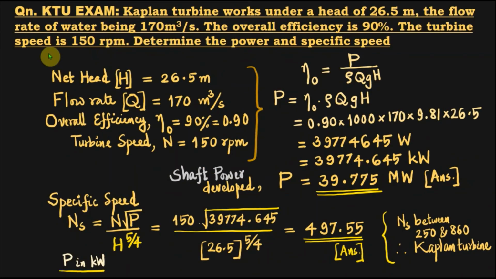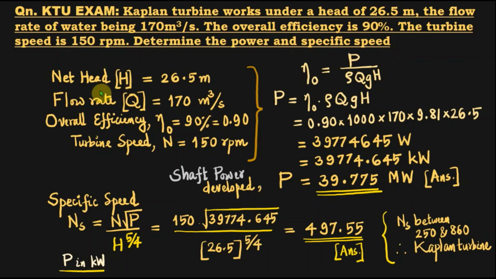Now we will solve a simple numerical problem from the previous KTU examination related to the specific speed of a turbine. The question is this: A Kaplan turbine works under a head of 26.5 meters, the flow rate of water being 170 meter cube per second. The overall efficiency is 90%. The turbine speed is 150 rpm. Determine the power and the specific speed.